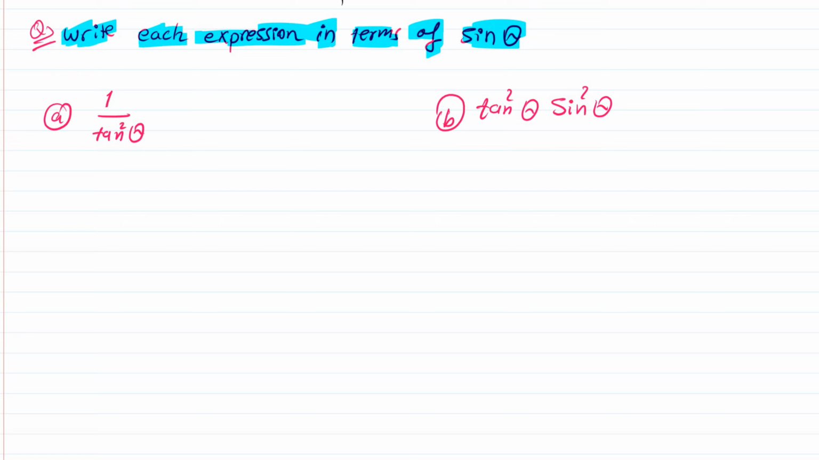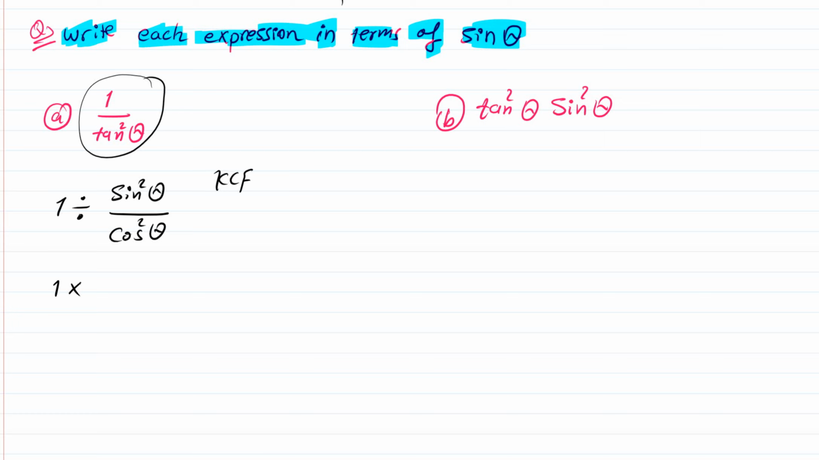For the first one, again, rewrite: 1 divided by tan can be sine square theta over cosine square of theta. Then KCF, keep change flip: keep 1, change division to multiplication, and flip, which will be cosine square of theta over sine square of theta. Multiply 1 by it, we get cosine square of theta all over sine square of theta.